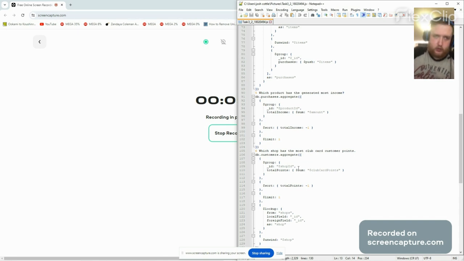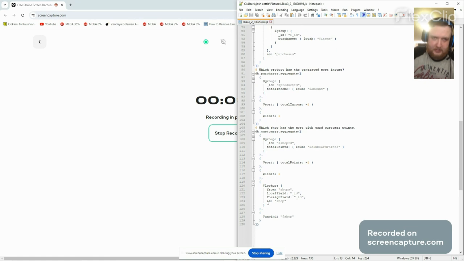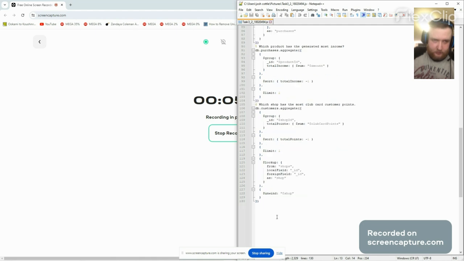Number 6 is what shop has the most club cards. You'll see a grouping by shop ID. Each shop has the ID, so shop ID, to club card points. Then you're sorting it by the highest, and you limit to the highest, and then you're looking up what shops have bought. So this is like this part up here, but it's looking for this information so it can be sorted. I think that's everything.